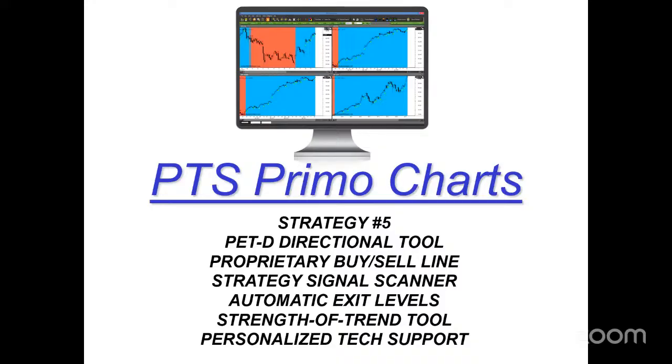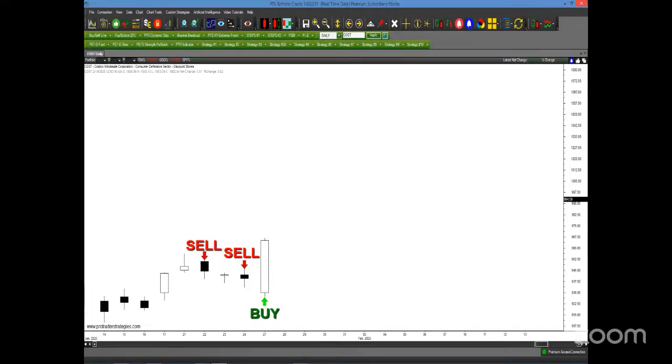Now, here's one of the main things we want to stress. Strategy 5 is great, but the PET D, as I said, comes with so many more advantages. So let's talk for a second about the PET D directional tool. Because not only will it help you confirm and get these consistent trades, but it will also keep you out of trouble. For example, here's a chart in Costco.